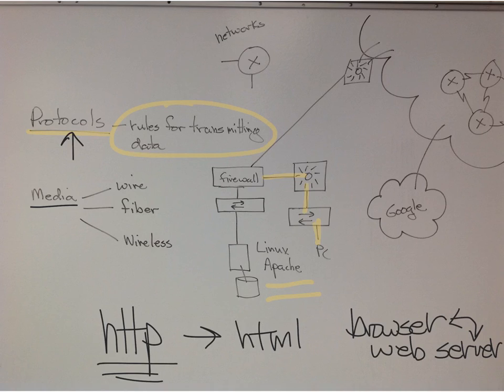So we have wired, run it through wires, run it through fiber optics, or we can send it through the air. Wireless. Talk more specifically. Remember, wireless has different types of wireless. For example, Wi-Fi is one particular type of wireless. We'll talk more about those particulars later on. Okay?